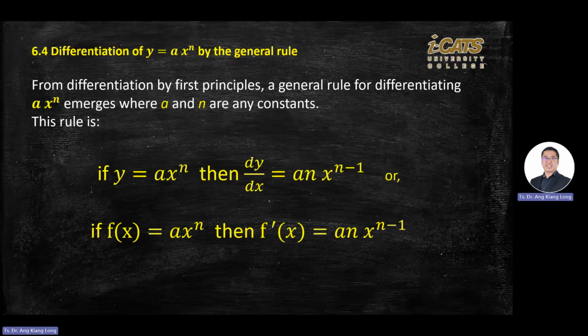What I need to highlight is that you should remember to change into functional notation. y equal to f of x, and f prime means you differentiate one time, or you are finding the gradient of that curve, of that graph. I think you already know this one. It's just the notation that I need to highlight.